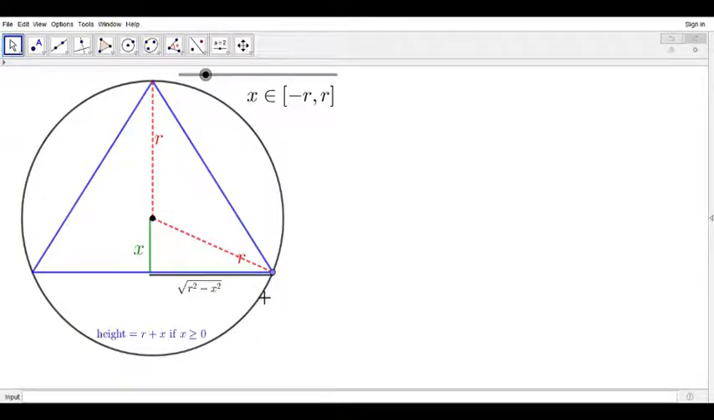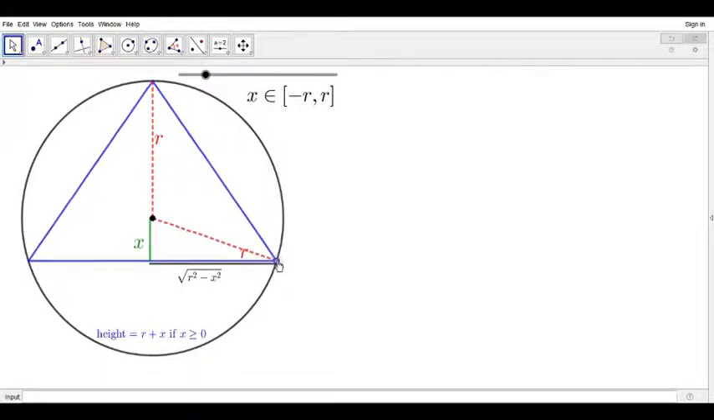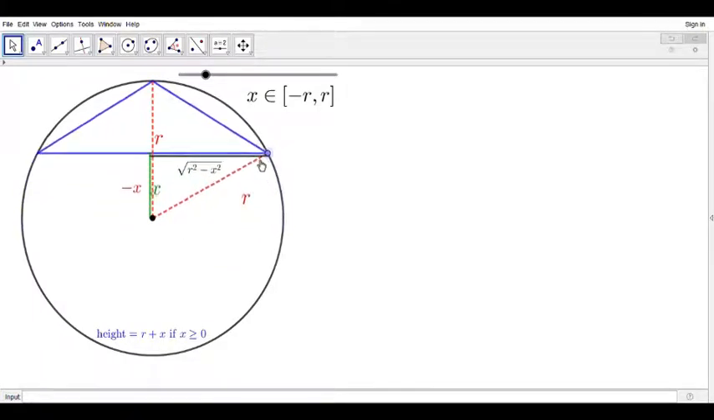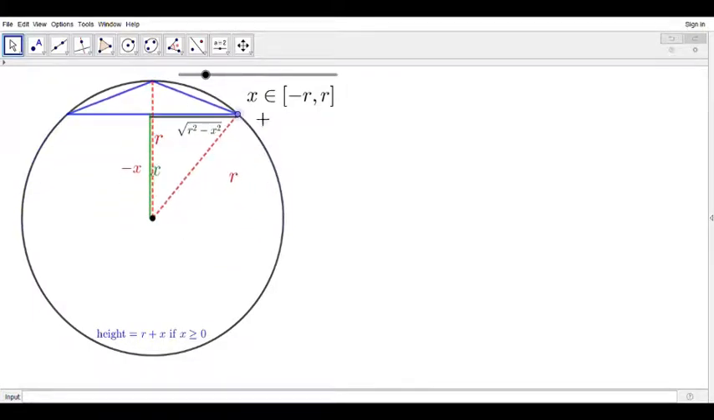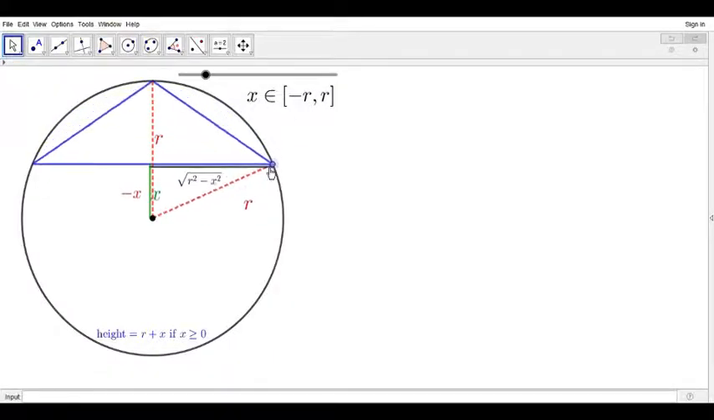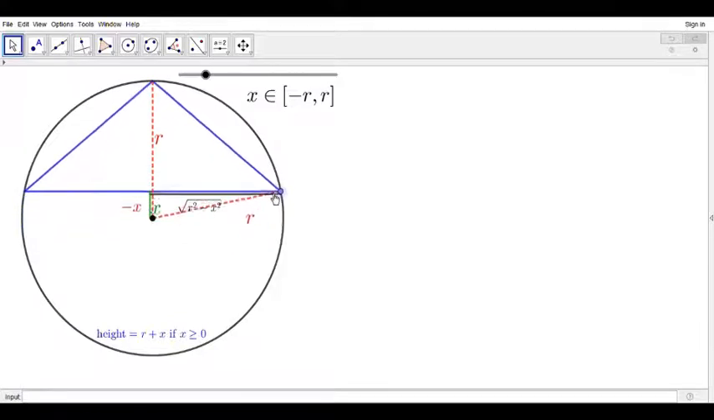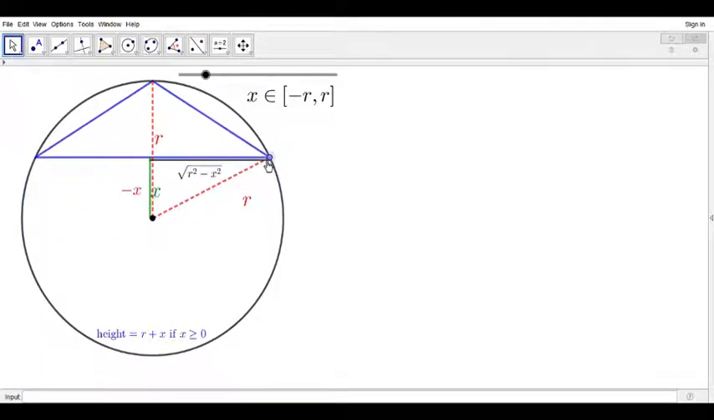What I just wanted to point out is, if x can be negative, then it could go in the negative direction. That's why in the domain that I've indicated here, you can think of x as running from negative r all the way to positive r. Positive values of x mean the base is below the center, and negative values of x mean the base is above the center.